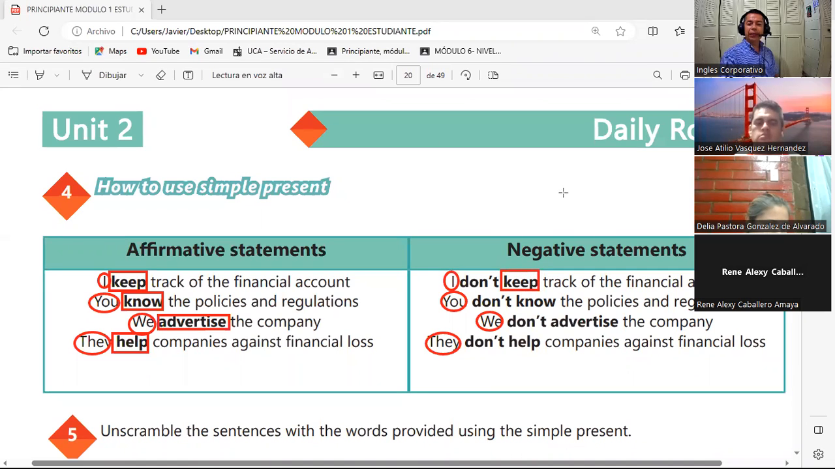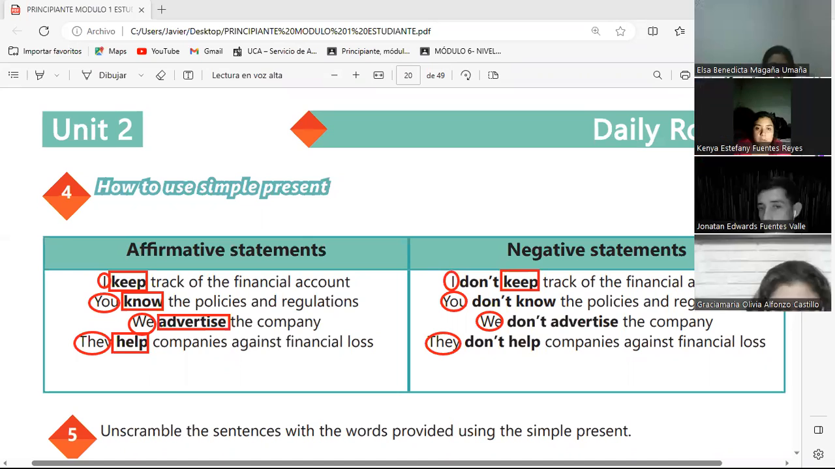Thank you, René Alexis, and thank you, public. I have a good public. Thank you, right? Oh, gracias, María. You don't know the policies and regulation. What is the verb? What is the word that indicates the action? Gracias, María. Action. In the negative. What is the verb? Correct. My goodness. Perfect.